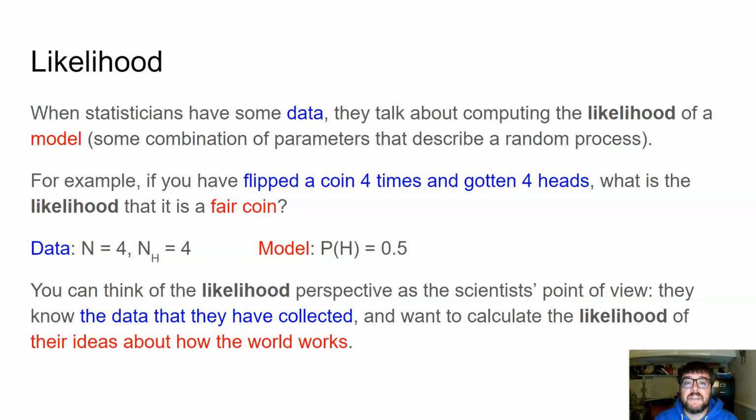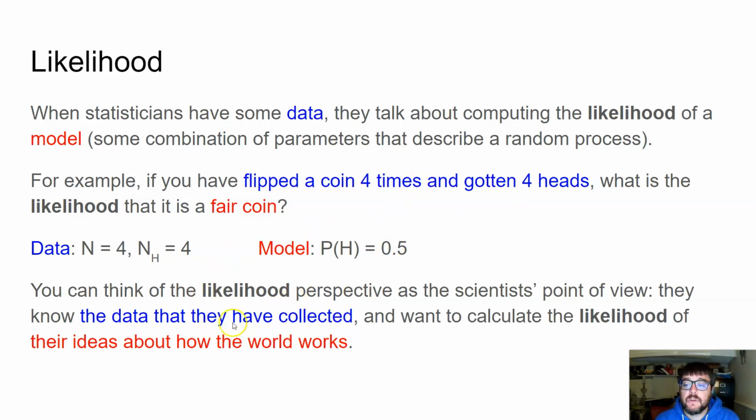When you have data and you want to compare different models and see which models are good matches of that data, then you use likelihood. We talk about the likelihood of a model given the data, and that's why we talked about conditional probability. So if you have flipped a coin 4 times and gotten 4 heads, the likelihood that it's a fair coin is, we have the data there and the model there, and that would be 0.5 to the 4th, or what is that? That's 1/16. So the likelihood of that model is 1/16.